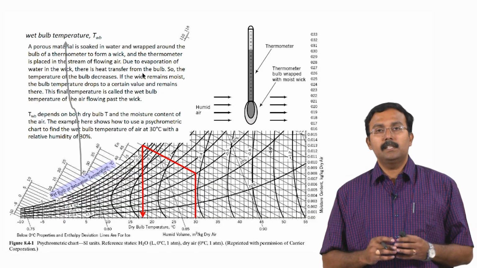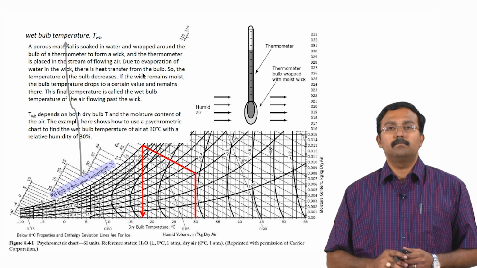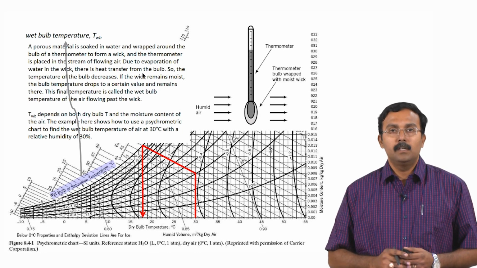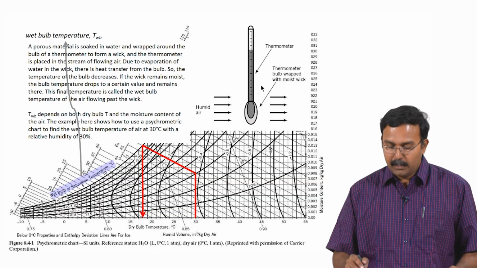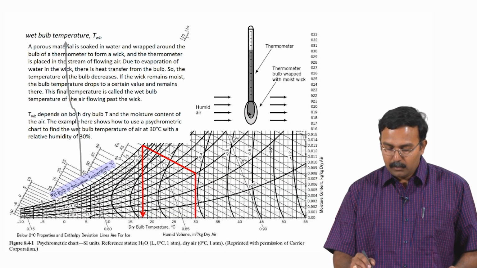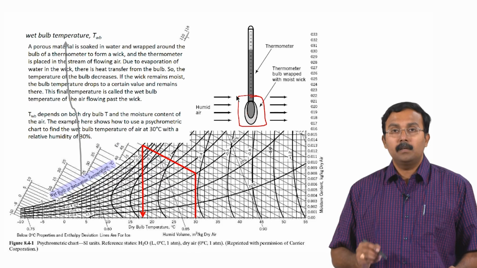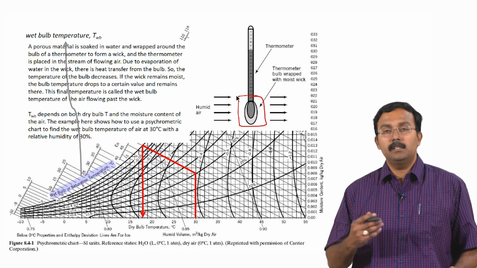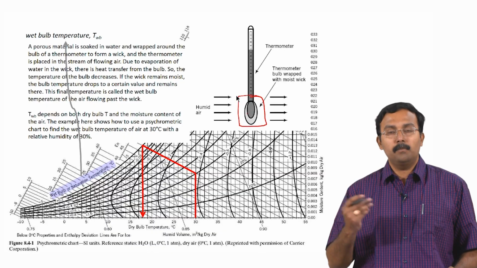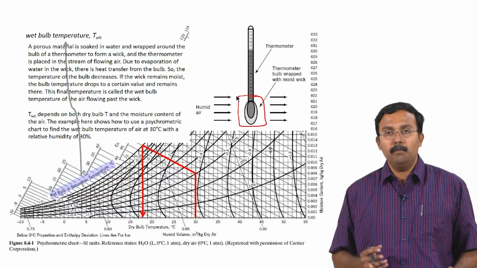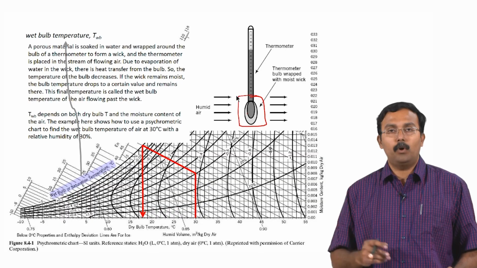I know this definition does not make it very easy to understand, so let me try to explain it in simpler terms. What you have is something like this. The setup is a thermometer, and this regular thermometer is wrapped with something called a wick. It could be cotton or some cloth which is always going to be moist. So, this would have to be maintained moist by adding some water to it.